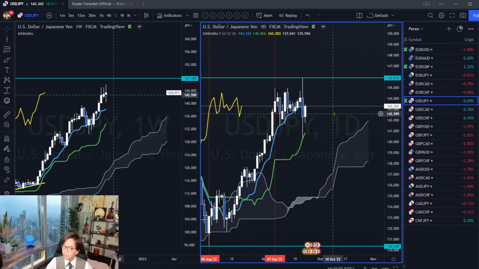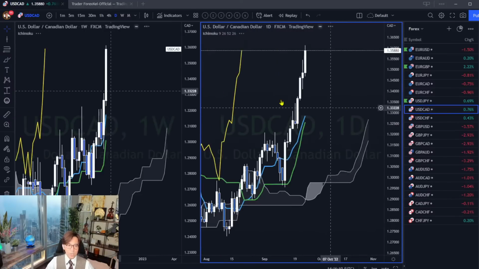So simply I follow Ichimoku directions in higher time frames and trade towards that way. And simply if the market reverses, I exit quickly with minimum drawdowns. So next one is the USD CAD.